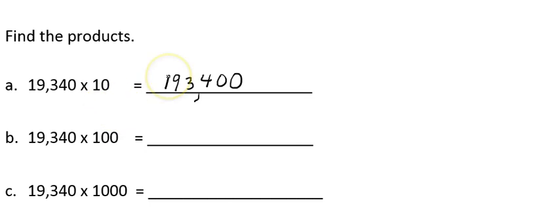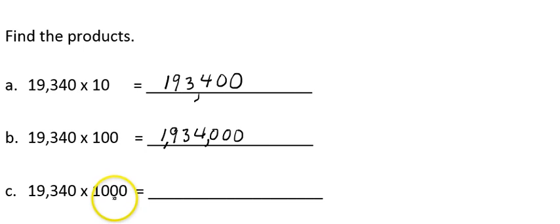As I drop down to the next problem, I'm starting with the same number. This time I'm multiplying it by 100. Again, if I can visualize that place value chart, I know that each digit now moved 2 places to the left. So the answer to this problem is 1,934,000.